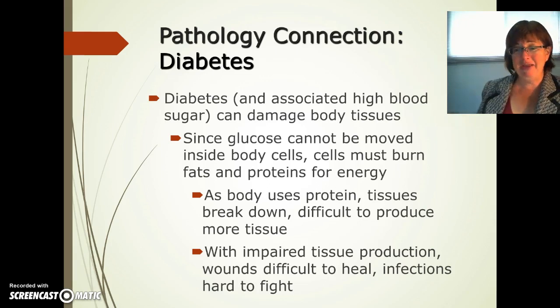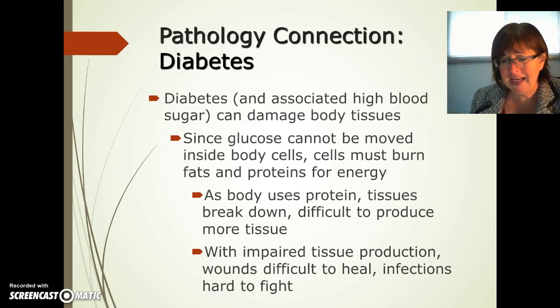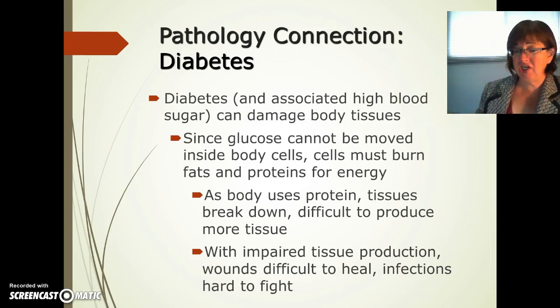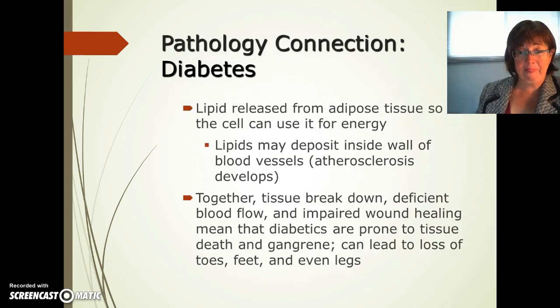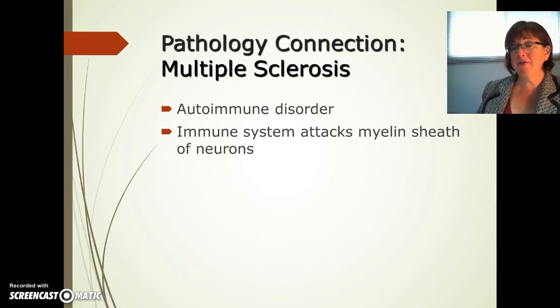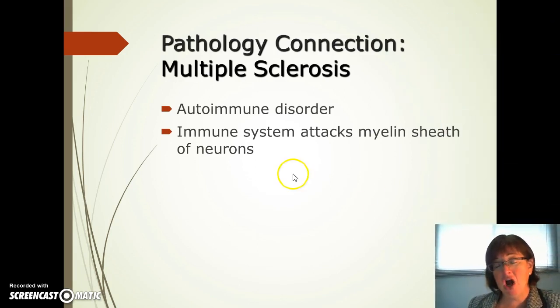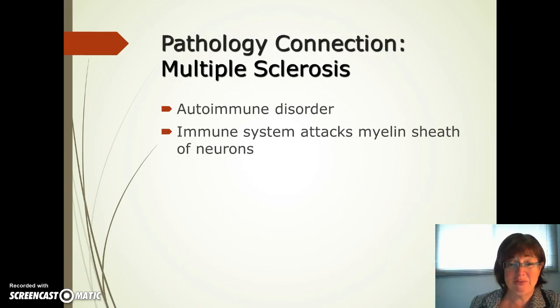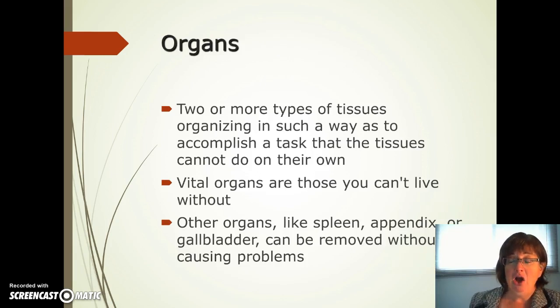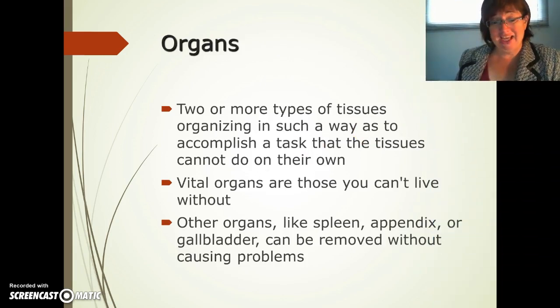Another one is diabetes. The problem with diabetes is glucose can't be taken up in it, and it will impair your tissue production. It affects your ability to heal, and also infections are harder to fight. When you look at multiple sclerosis, MS, it is an autoimmune disease where the body will attack the myelin sheath, and when the myelin sheath isn't there, it's like stripping the insulation away from a wire so it doesn't transport its information long enough.